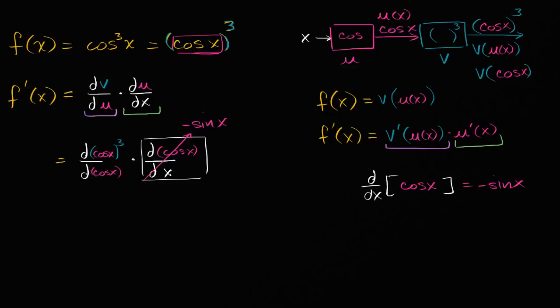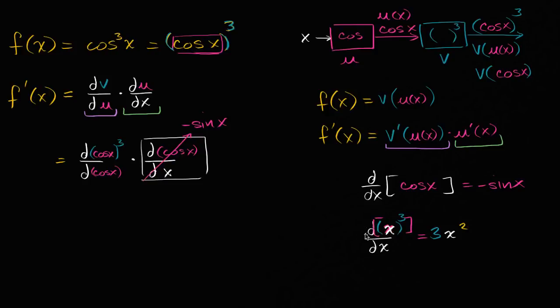Well, if I was taking the derivative of x to the third power with respect to x, let me put some brackets here to make it a little bit clear. If I'm taking the derivative of that, we bring the exponent out front. It's going to be 3 times x to the second power.